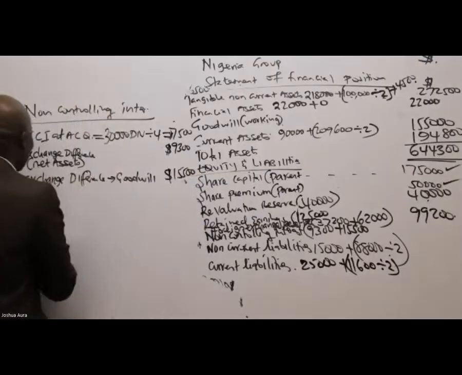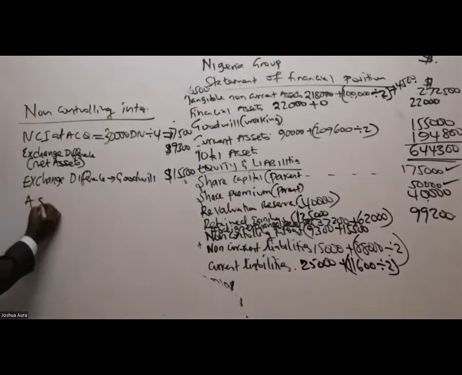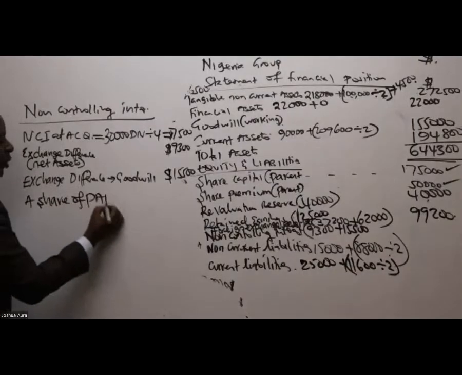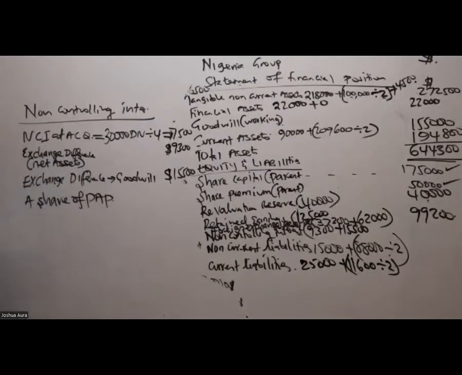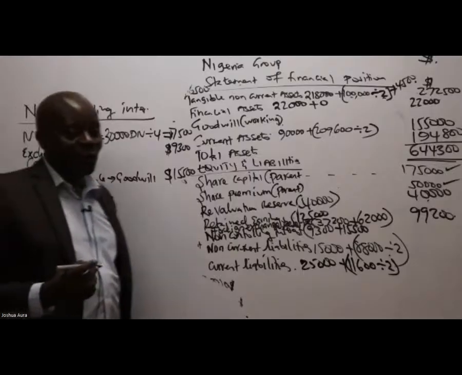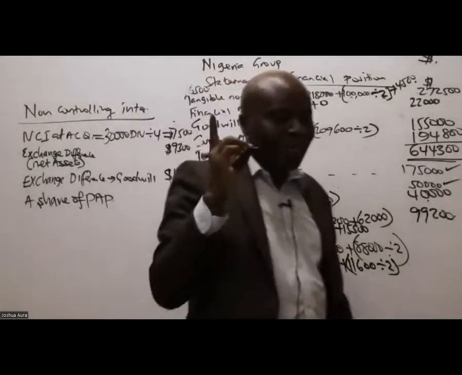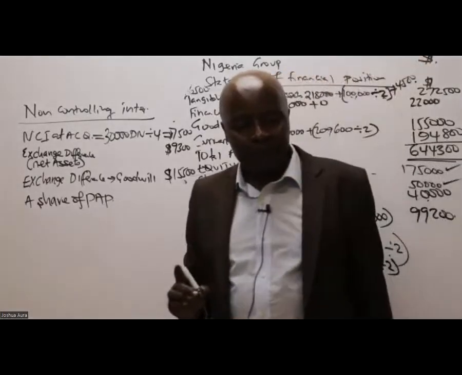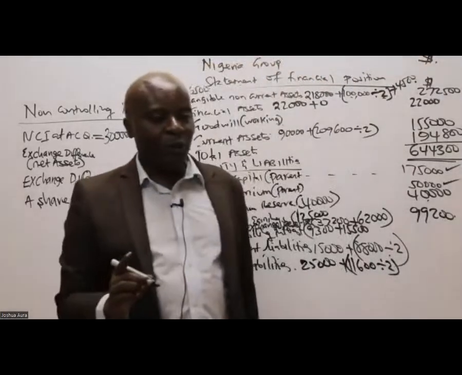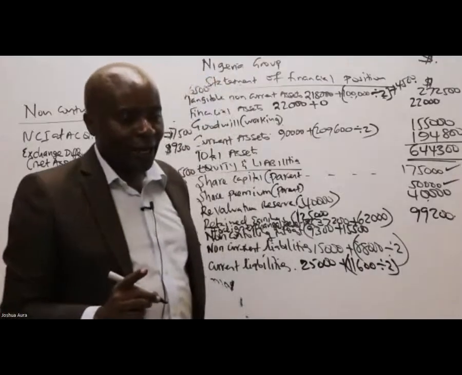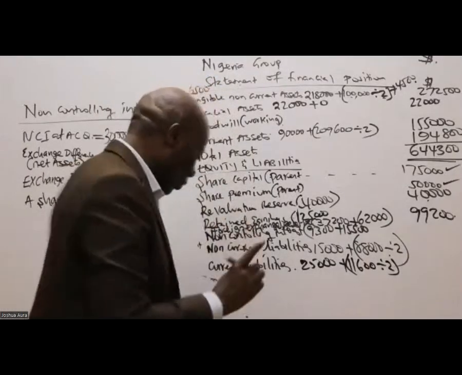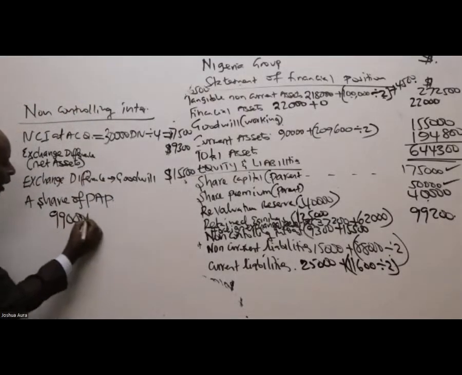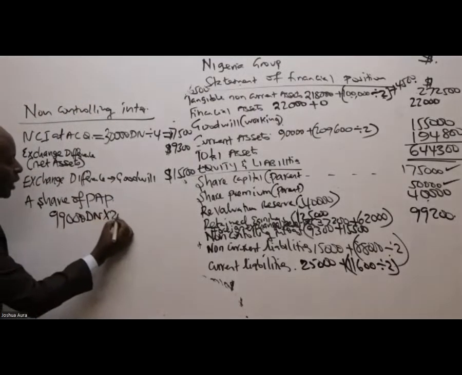Also, these guys must always get a share of PARP. Is there anybody who is able to remember our PARP figure? It was in DNs. Our PARP figure, 99,000 DNs. So of these 99,000 DNs, we are only giving them their share.